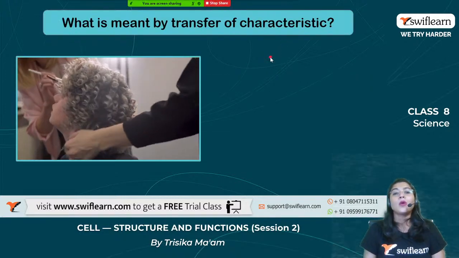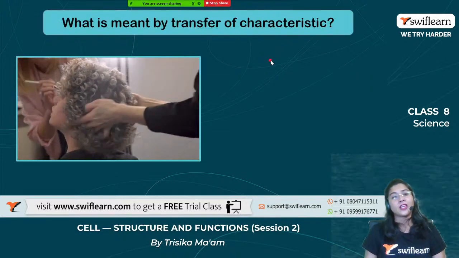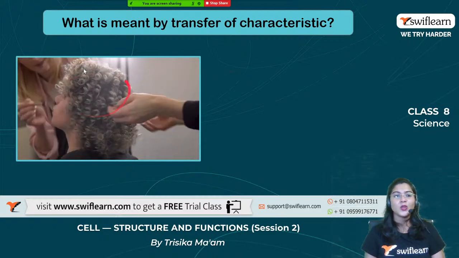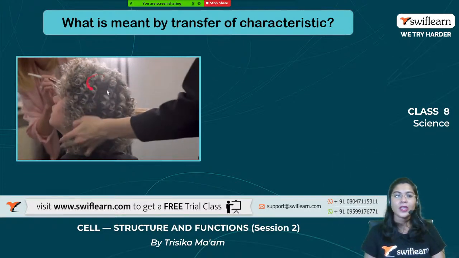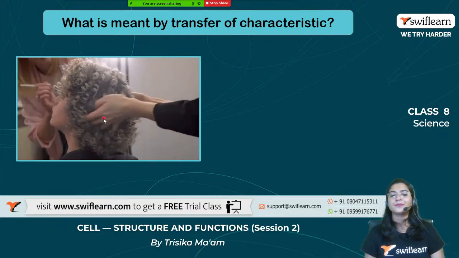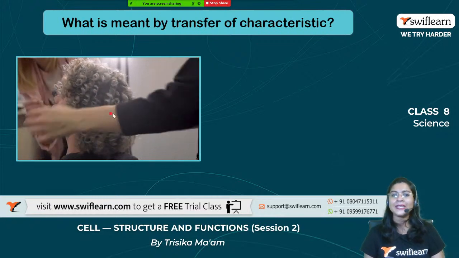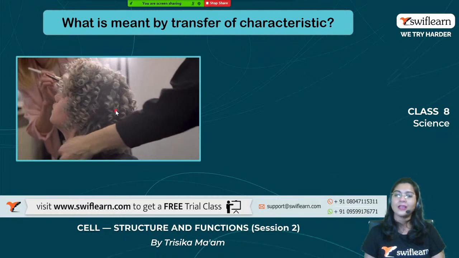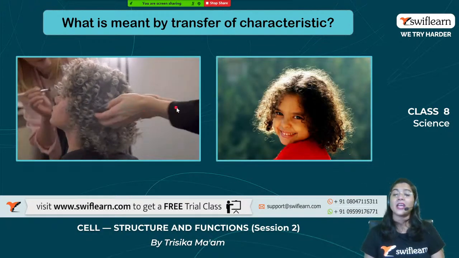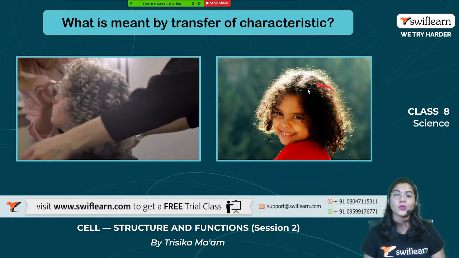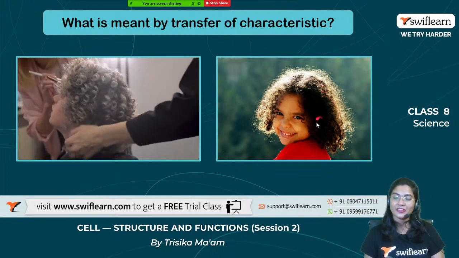Now what is meant by this transfer of the characteristic feature? See, look at this woman, this is the mother of a child. Can you see the texture of the hair? It is curly, right? So it is possible most of the time that the daughter is also getting the same texture of the hair.